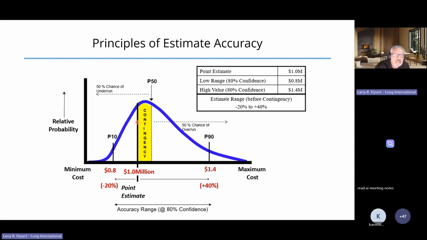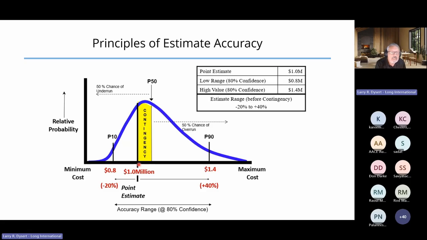Before we consider this additional funds, if we want to talk about estimate accuracy in terms of percent, then in this example, it would be -20 to +40%. But that's around the point value of the estimate, the $1 million.